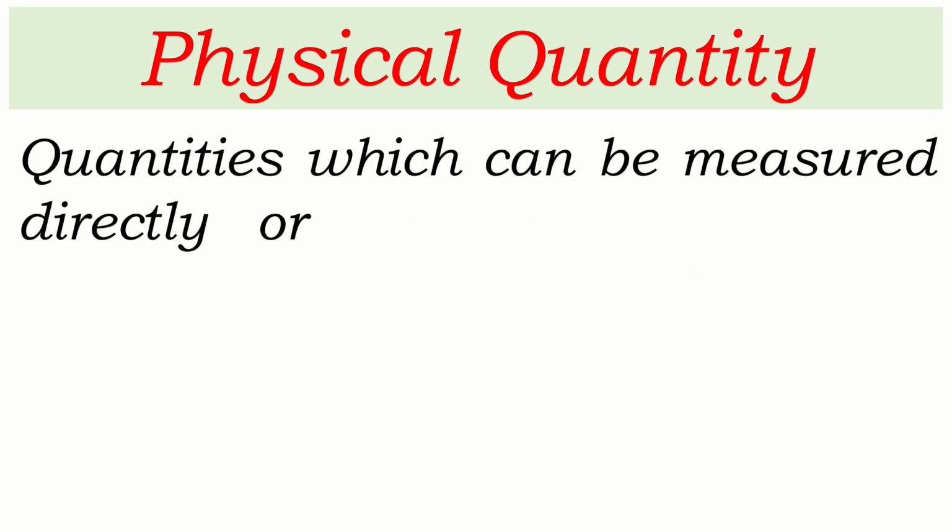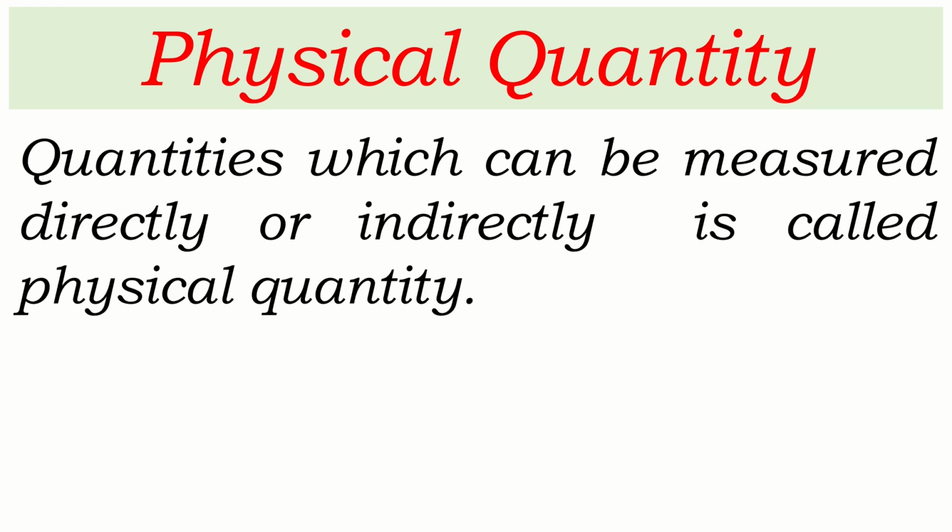What is a physical quantity? Quantities which can be measured directly or indirectly are called physical quantities. I think you know about this. If we have to measure the length of a room, then we can use an inch tape and we can measure the length of the room.